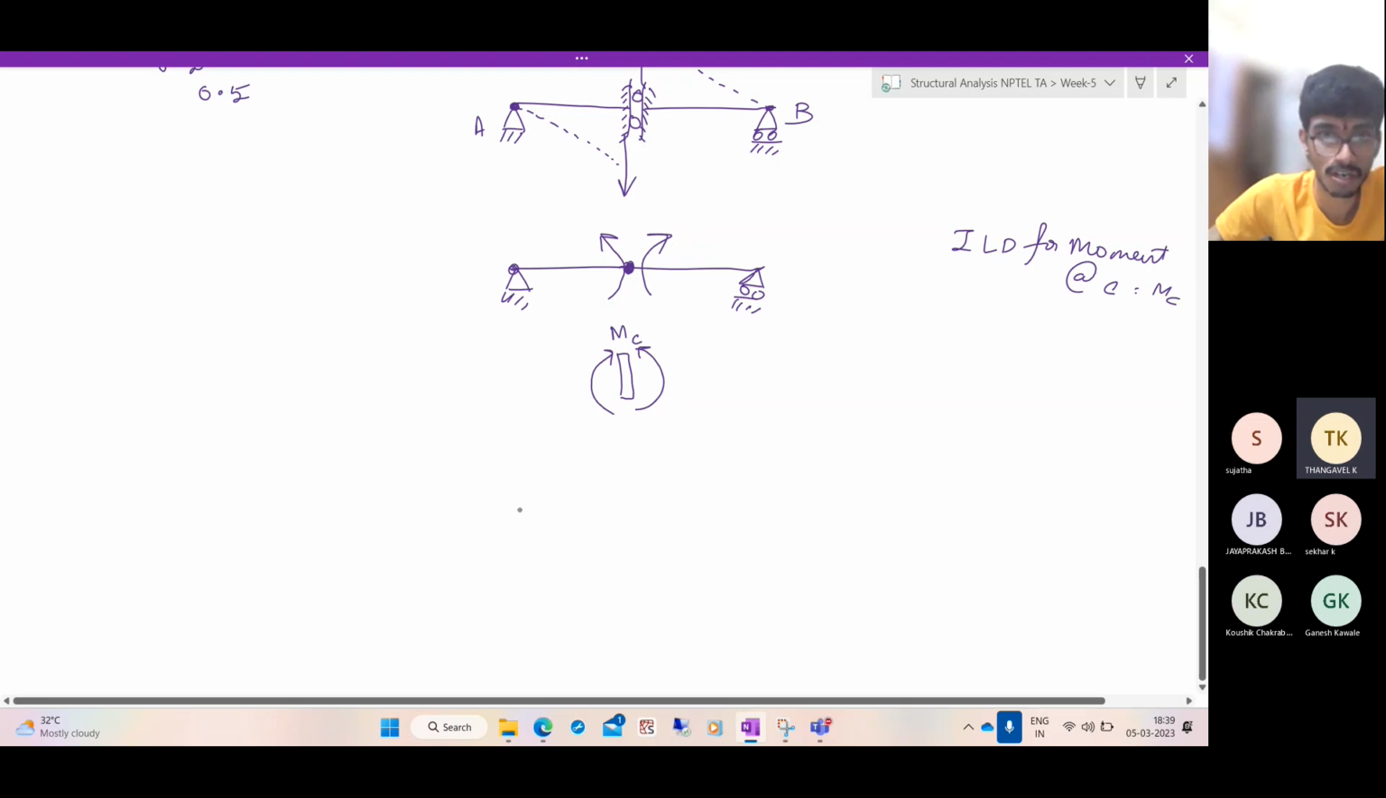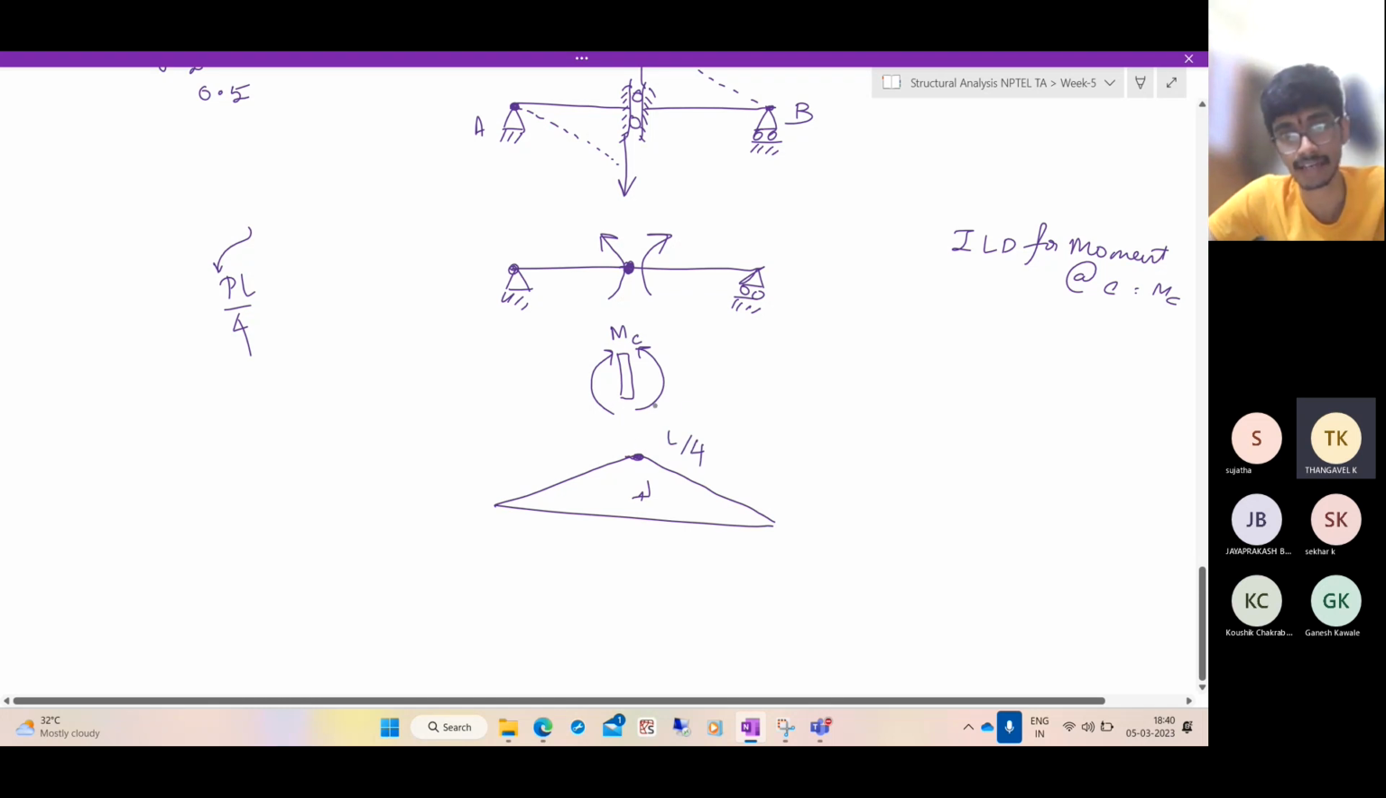How does it look like? What will be the deformed shape? You try to rotate it, how will it go? Go like this. Now what is the maximum value that we have to see? The maximum value occurs when the load is exactly at the middle. So that is PL by 4, right? Now the load is 1, which means the maximum value is L by 4. So this is the influence line diagram for the moment at this point C.